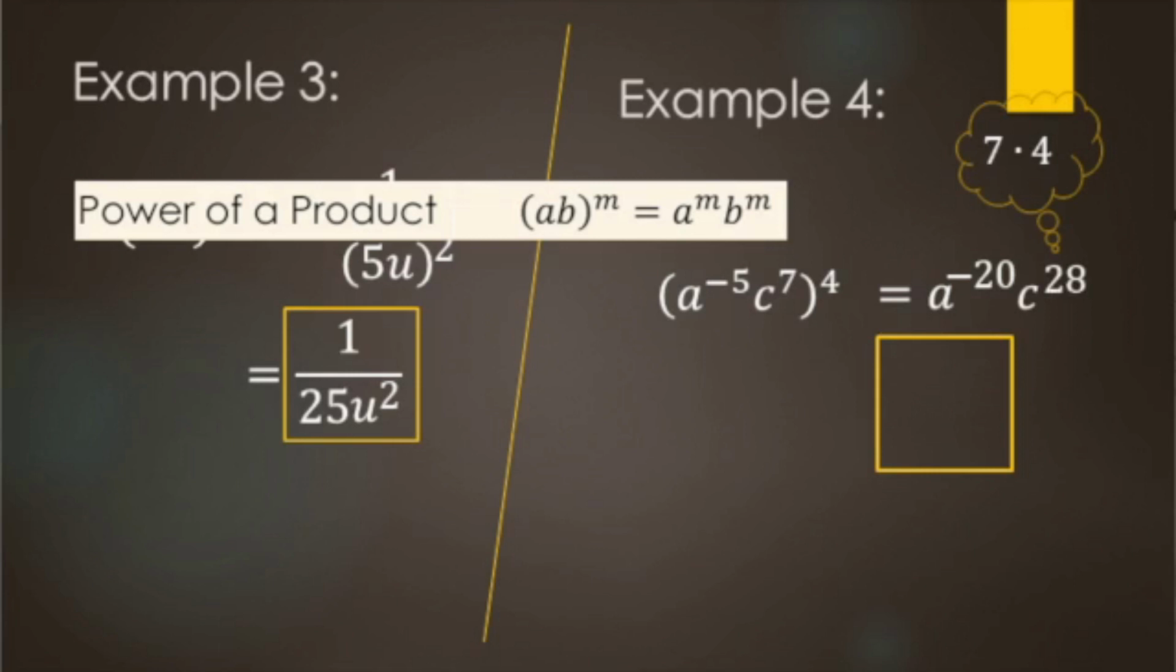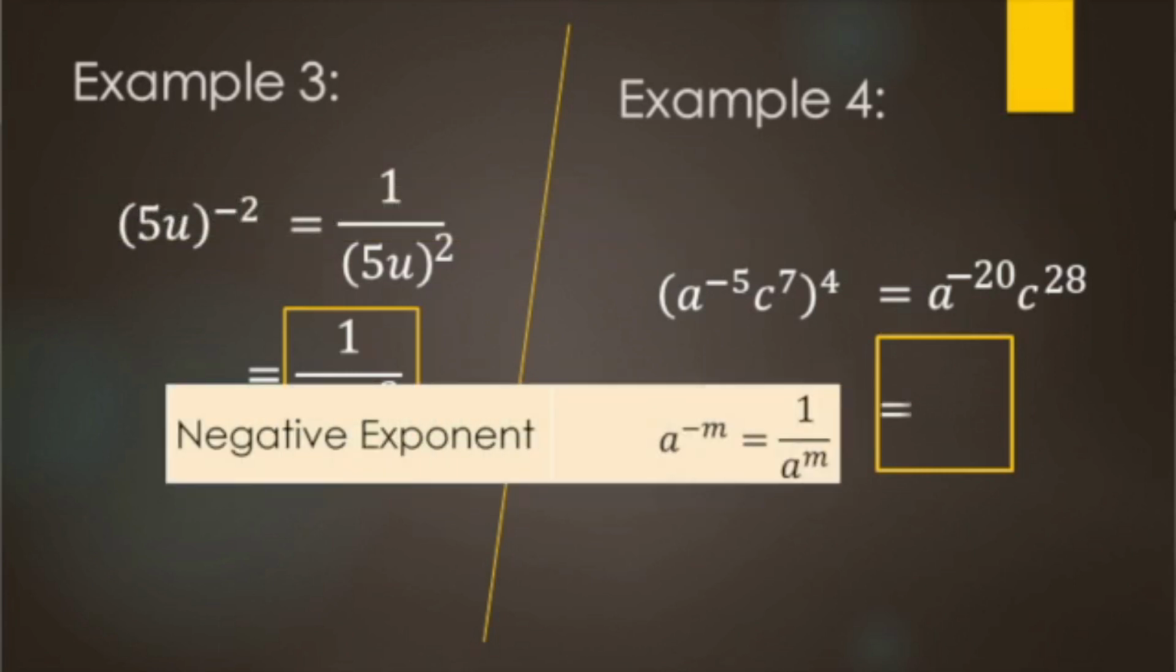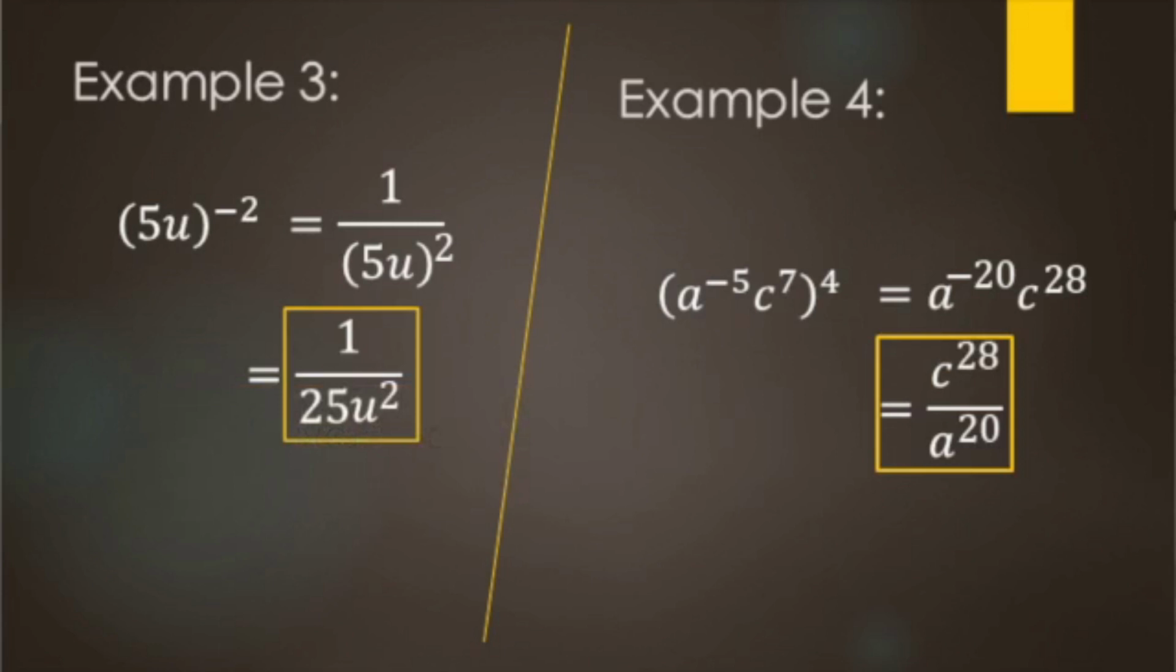Now we do have a negative exponent here. Some teachers are fine with that. Others are all like, no, no, no. We only want positive exponents, so we're going to use the negative exponent property. So we have an a to the negative 20th, so that's going to go with the reciprocal idea. That's going to go in the denominator. It's going to be a to the positive 20. And then that c to the 28th just stays in the numerator as c to the 28th power.